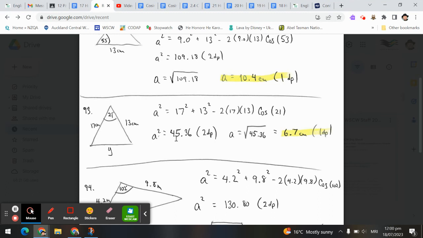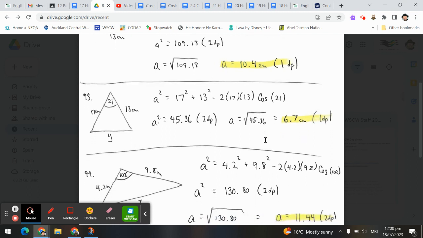We get a squared is 45.36. We square root that to get back to the side length. We get the side y, 6.7 centimeters. Okay, so there's 2 out of 3.